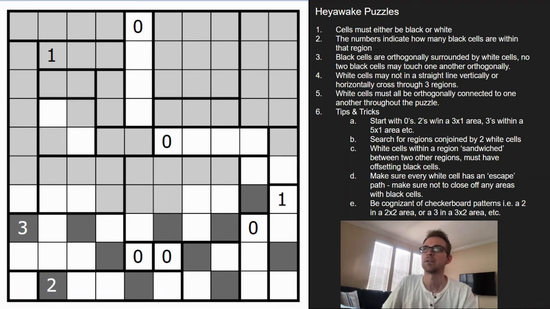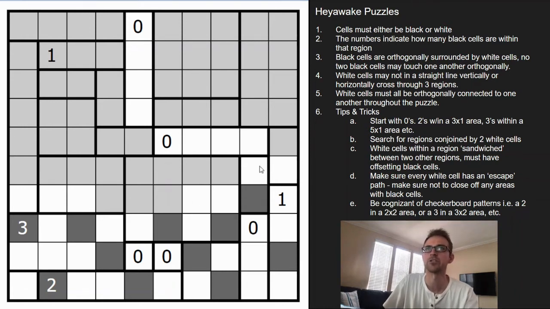And the same thing can be said in a 3 by 2 area with the 3 clue, where basically the black cells are going to offset one another and create kind of that checkerboard formation. So just something to conceptualize and think about when you do these, because that's helped me a little bit. So let's go ahead and finish off this puzzle. That's it for the tips and tricks.